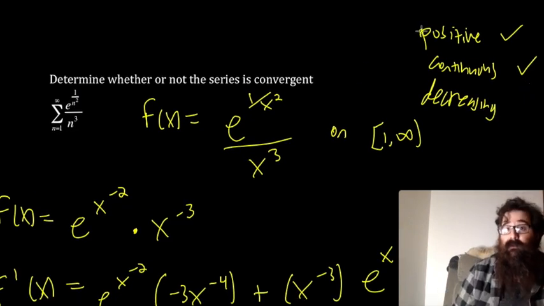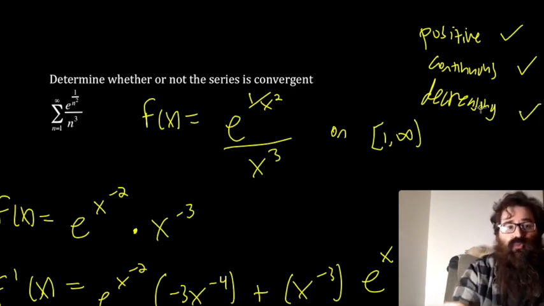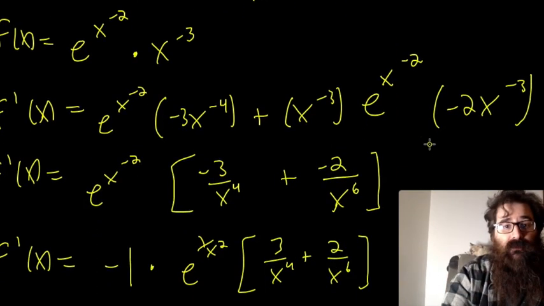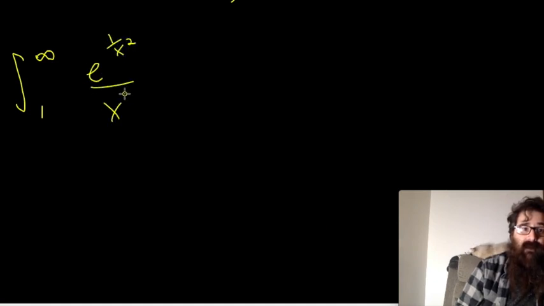So is it positive? You bet. Is it continuous on the interval? You bet. Is it decreasing on the interval? We got it. Since all three of these conditions are true, I can do integral test. So that's what we want to look at now. So now we move on to the integral test. We say, well, let's look at the integral from 1 to infinity of e to the 1 over x squared all divided by x cubed with respect to x.